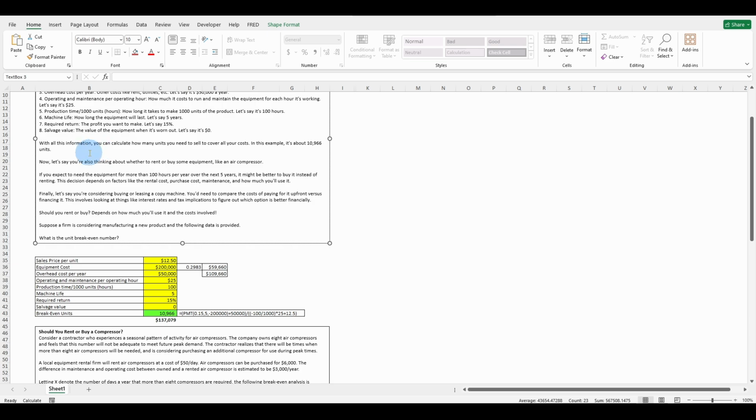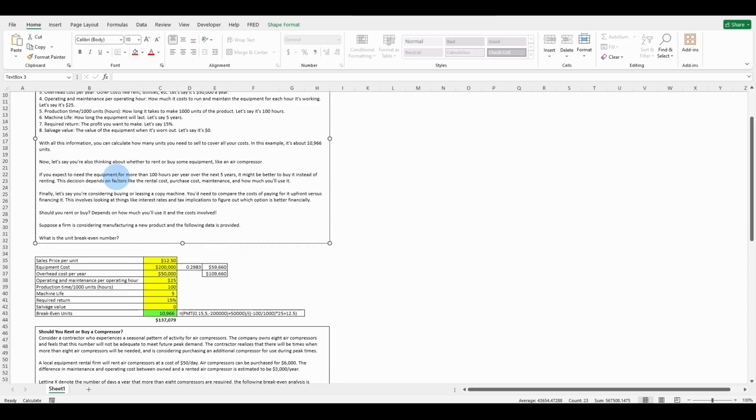Now, let's say you're also thinking about whether to rent or buy some equipment, like an air compressor. If you expect to need the equipment for more than 100 hours per year over the next 5 years, it might be better to buy it instead of renting. The decision depends on factors like the rental cost, purchase cost, maintenance, and how much you'll use it.